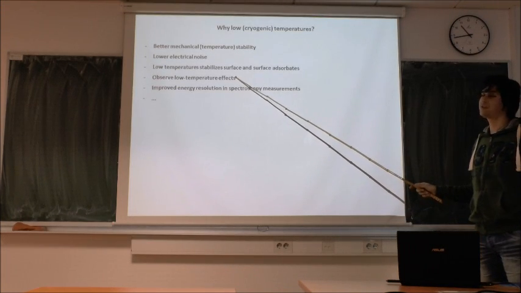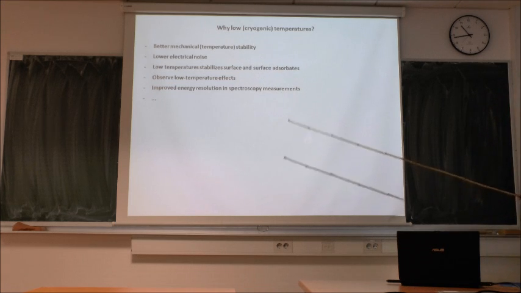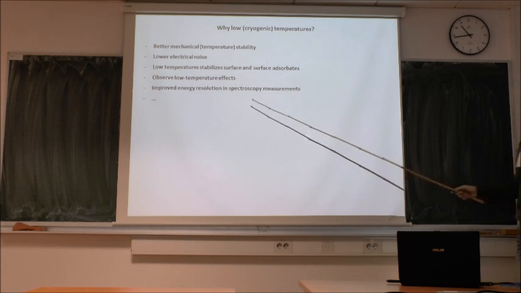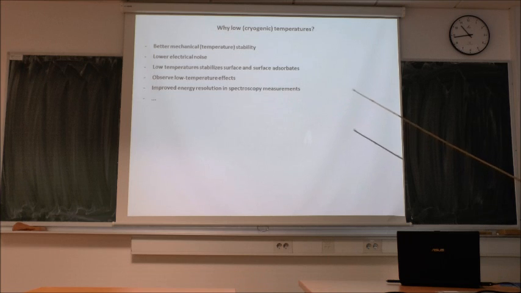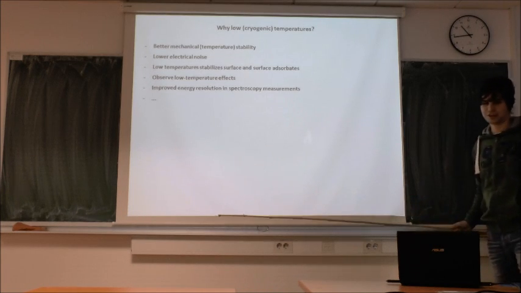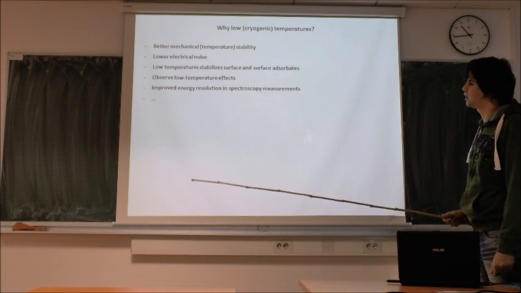This one is very obvious. If you want to observe some low temperature effects, you have to cool your sample. For example, if you want to work on superconductors, you have to go below the transition to superconductivity. And this, we talked about this, improved energy resolution in spectroscopy measurements. So you want to go to as low temperatures as possible to really get the most out of the instrument.